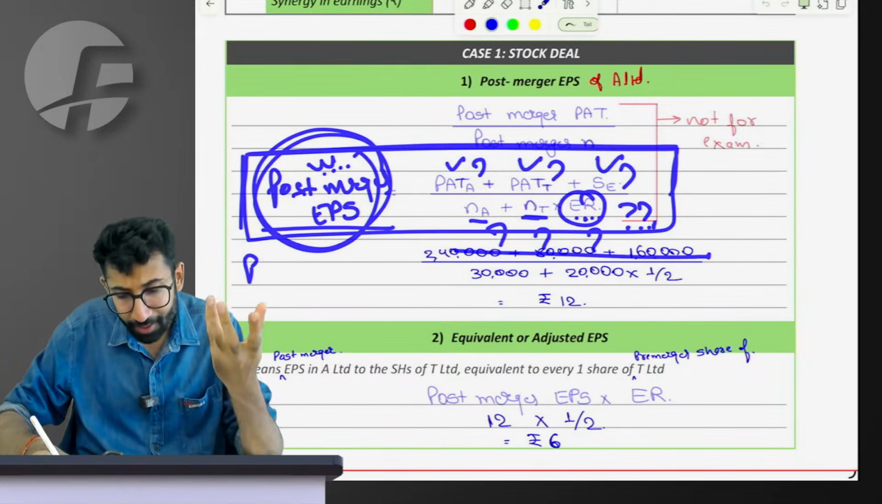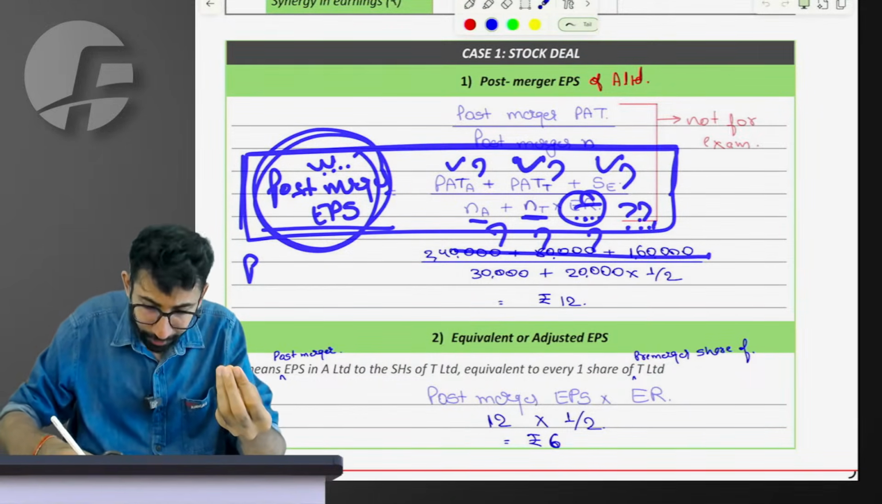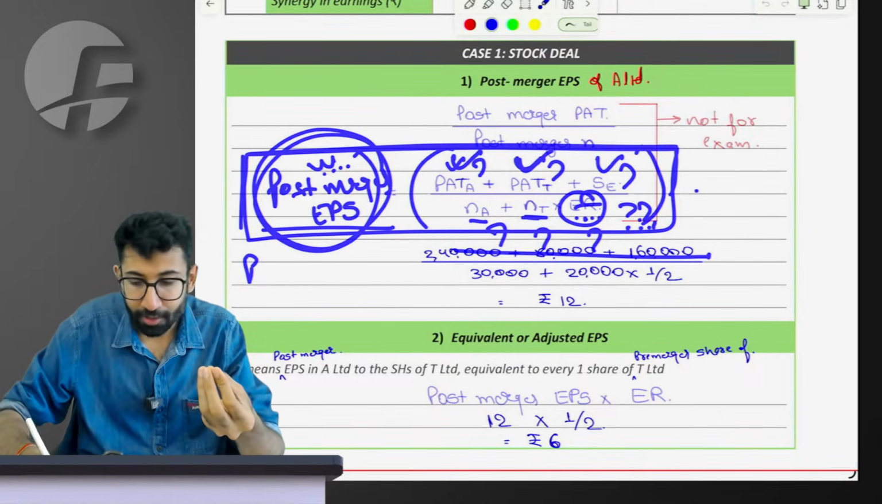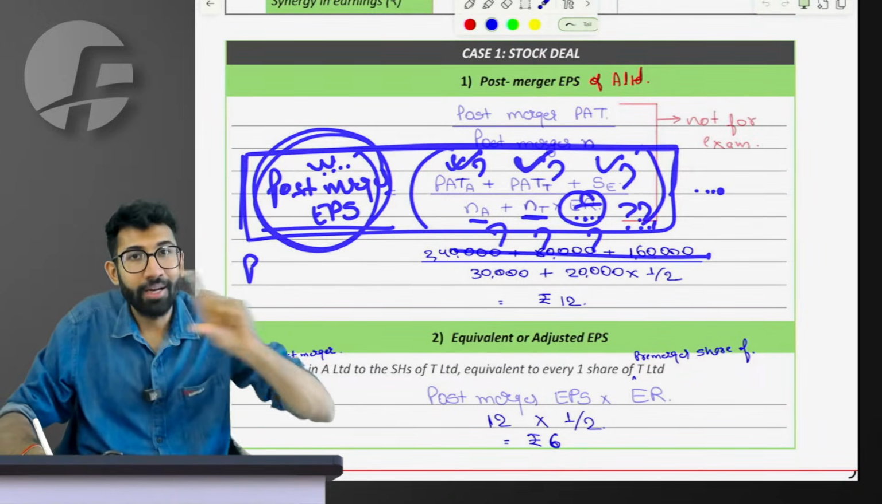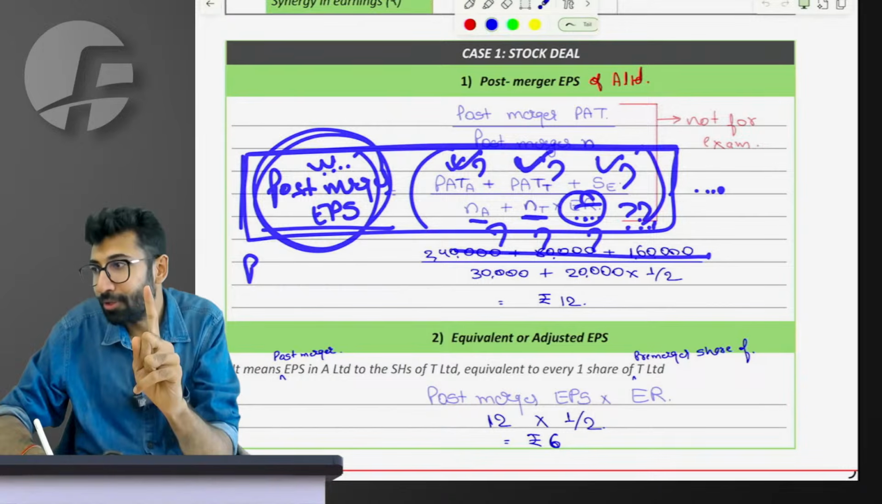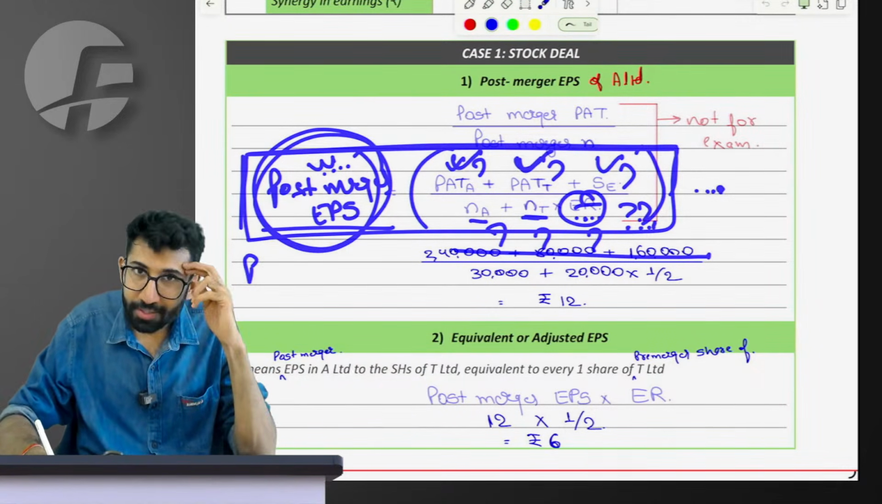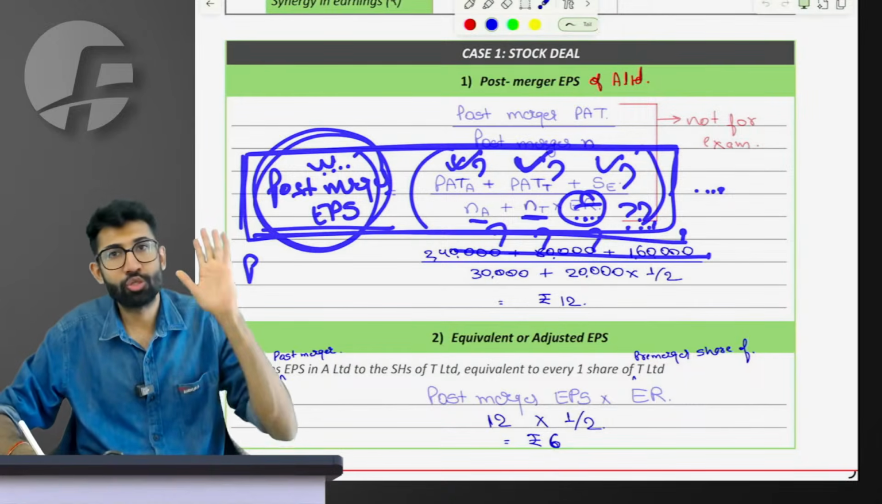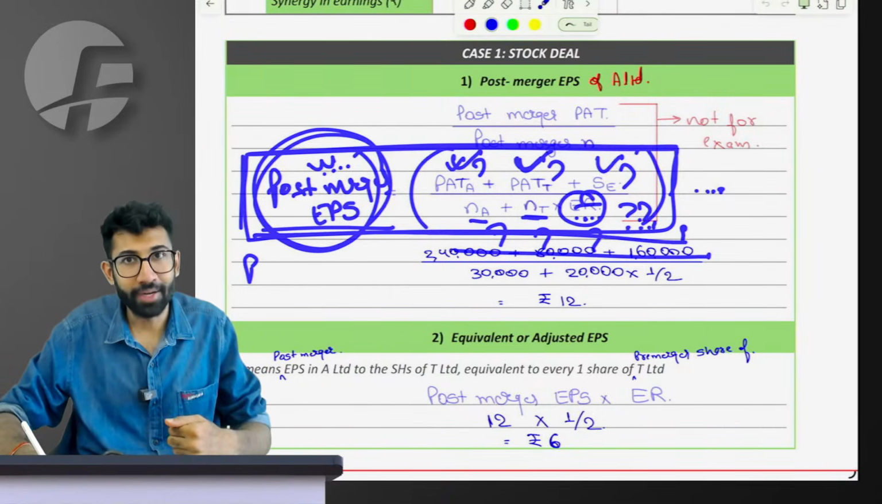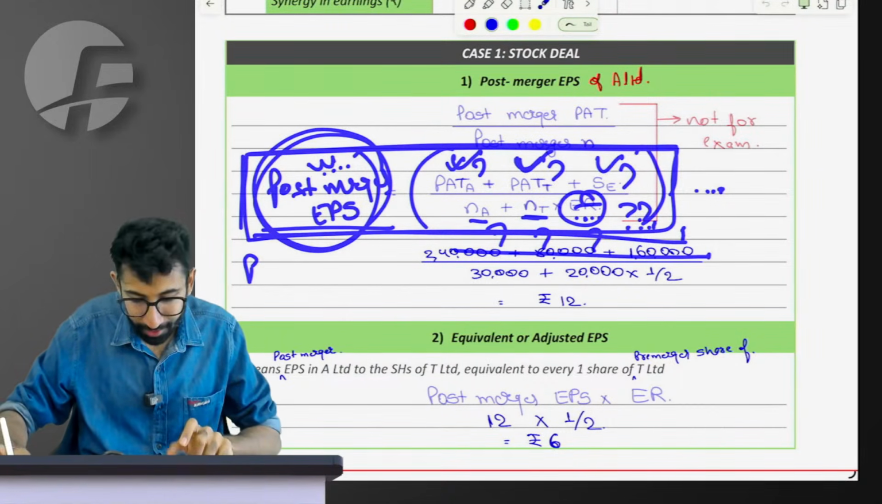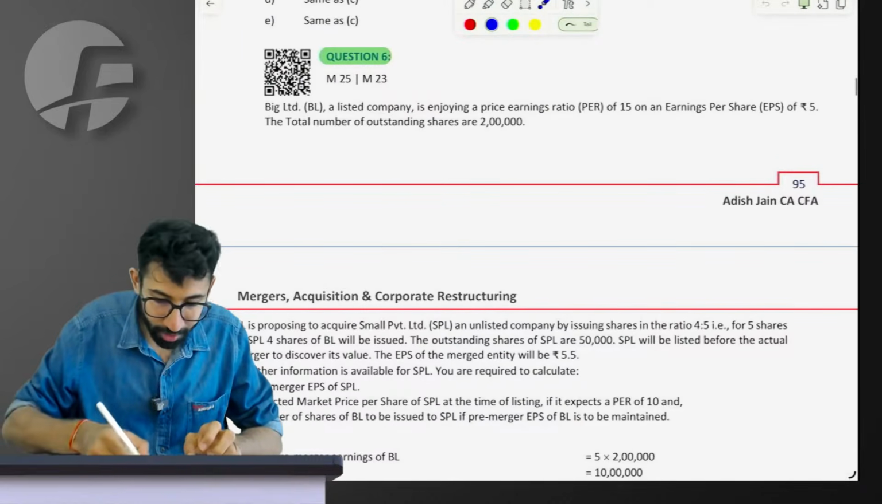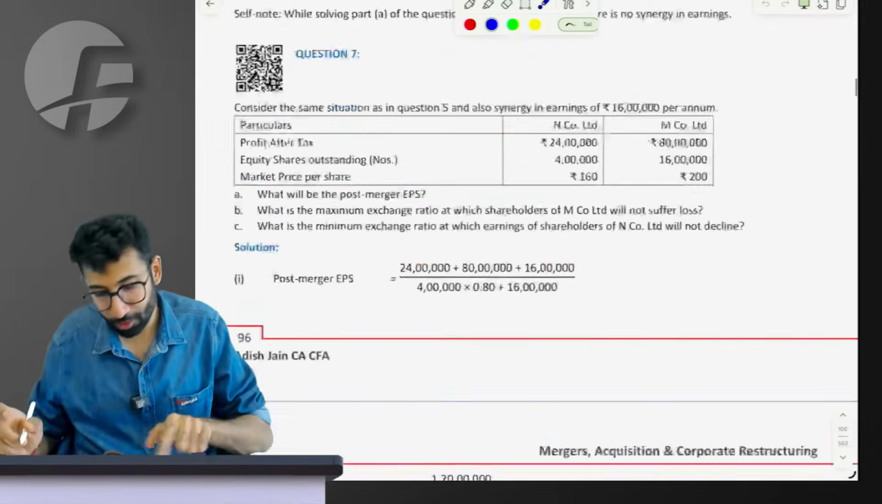Can you not, people in the class, back calculate the PAT of target or the PAT of acquirer if all other numbers are given? Meaning to say, in that entire equation, if any one particular variable is missing, you can always reverse calculate it, right? If you understand this, any question of reverse calculation, you will be able to do. That is the situation in this particular question 6, which you all must try.